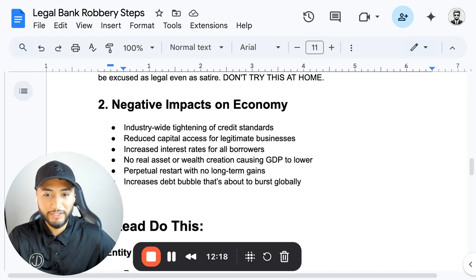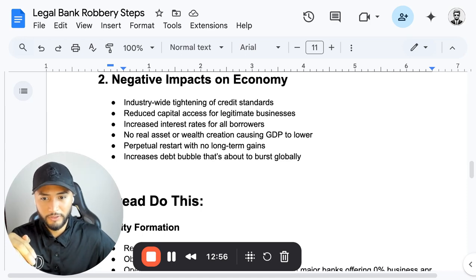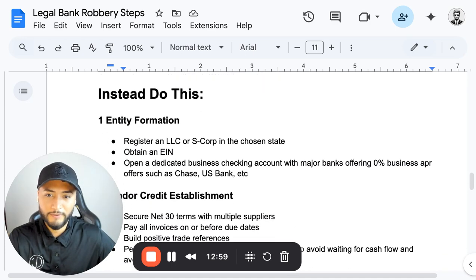But anyways, the negative impacts on the economy of these things are industry-wide tightening of credit standards, reduced capital access for legitimate businesses, increased interest rates for all borrowers, no real asset or wealth creation, causing the GDP to not even be productive, a perpetual restart with no long-term gains, and an increasing debt bubble that's about to burst globally. The financial system in the U.S. only functions because of the large amount of debt. That's very correlated with China as well. But I'm not going to get into macroeconomics. So, anyways, instead of that, do this.